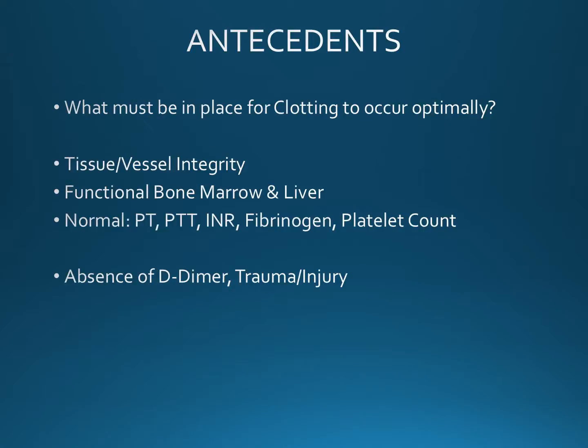So what must be in place for the body to maintain homeostasis in clotting and perfusion? These are the antecedents on your concept map and also areas for nursing to strengthen. Tissue or vessel integrity, having or promoting functional bone marrow and liver function, and having normal levels of PT, PTT, INR, fibrinogen, platelet count levels, and the absence of a positive D-dimer in the absence of trauma or injury.